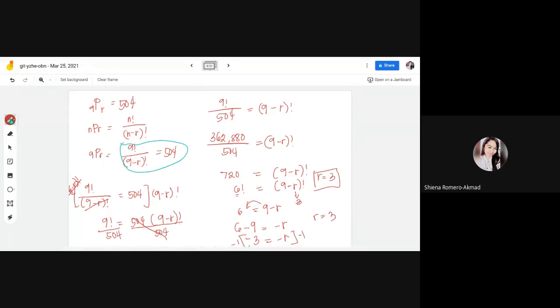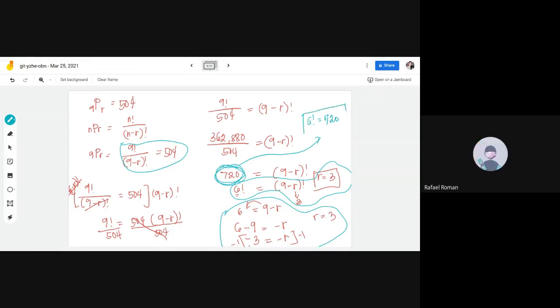Pwedeng ganyan, ha? Paano po nakuha yung 6 factorial? Pwedeng ganyan. Pwede rin naman ganito. Depende sa saan kayo mas nadadalian. Ano ba yung 720 in factorial? Anong value niyan? That's 6 factorial which is equal to 720. Naalala nyo? 6 factorial is 720. Sige po. Okay.